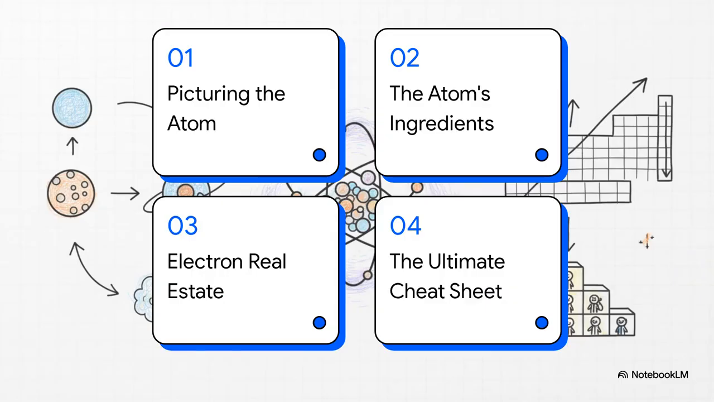So here's our game plan. First, we're going to take a quick trip through history to see how our picture of the atom has totally changed over time. Then, we'll get up close and personal with the particles that make up an atom. After that, we get to the really cool part, the rules that govern all of chemistry, which we're calling electron real estate. And finally, we'll pull it all together with the ultimate cheat sheet for understanding matter.